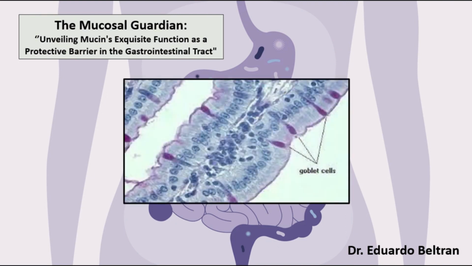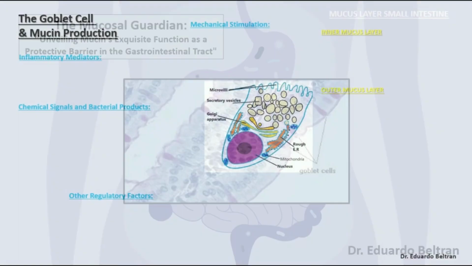In this slide, we can see an image of the gastrointestinal lining, where we have the enterocytes, and these cells, as we can see right over here, are our famous goblet cells. Now, as we know, goblet cells are responsible for making mucin, and we have different types of mucins in the gastrointestinal lining, and we'll talk about that in just a little bit.